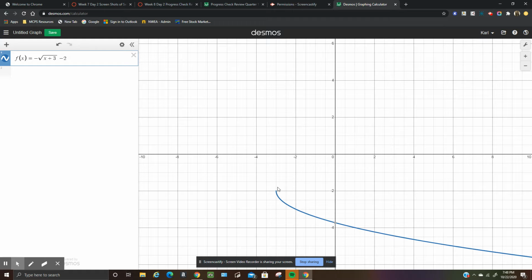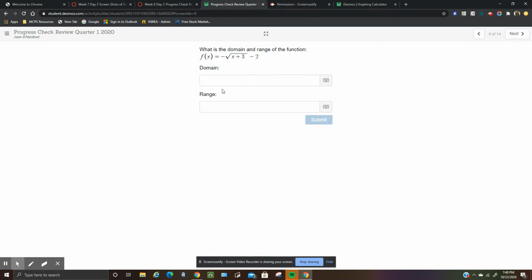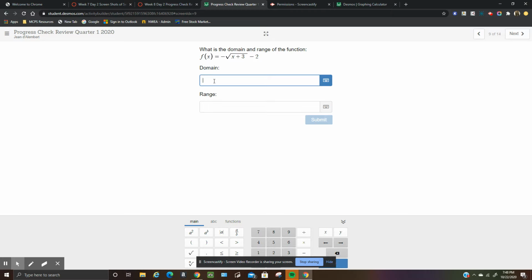All right, the domain would be negative 3 to infinity. So this is negative 3 to infinity. So notice I'm using my graphing calculator to help me here.